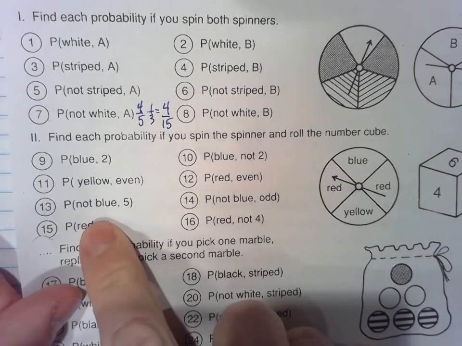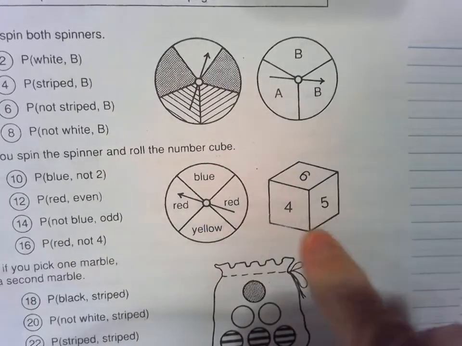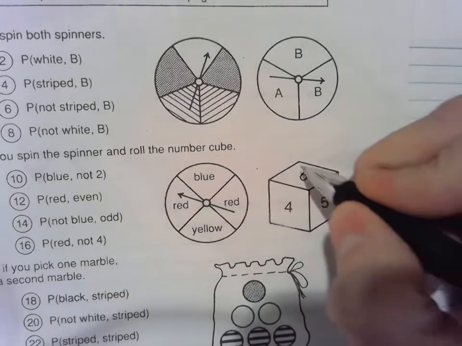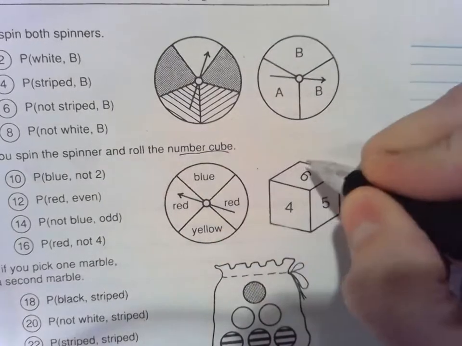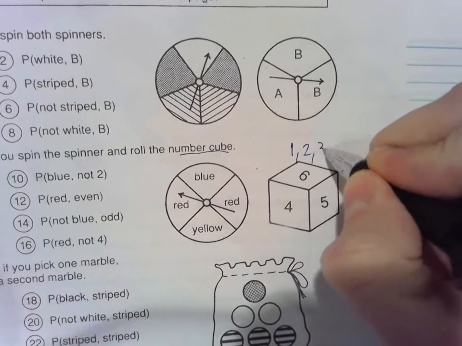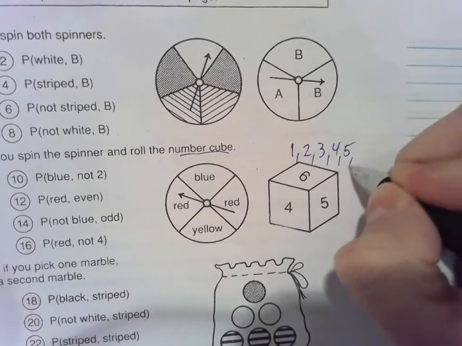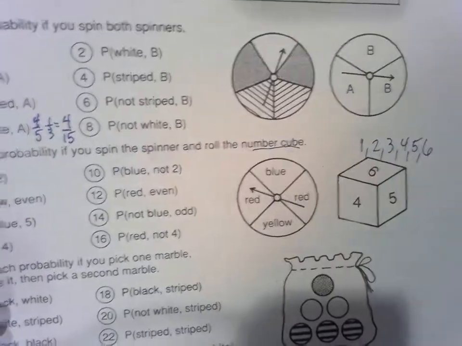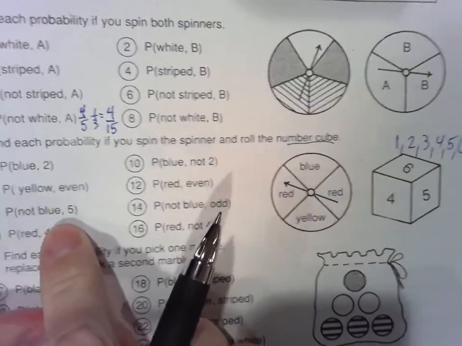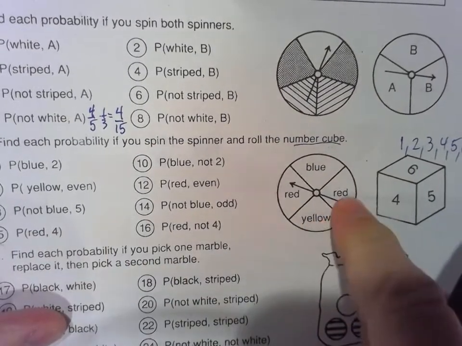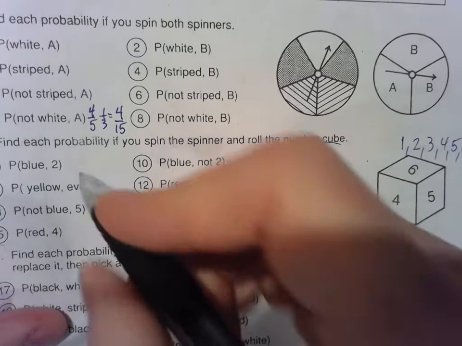Let's say we've got not blue and 5. So I want to remind you on the number cube now, okay? It doesn't show you all the numbers, but you have to remember on the number cube, it's got 1 through 6 on it. 1, 2, 3, 4, 5, 6. Alright, so if we do not blue, that would be 1, 2, 3, 4. Alright, 3 of the 4 are not blue.